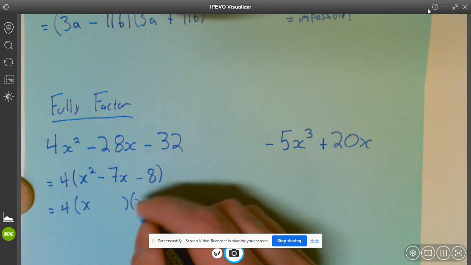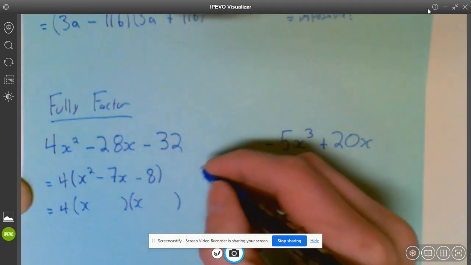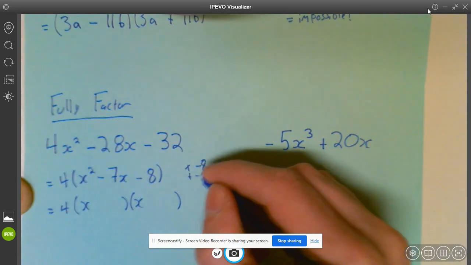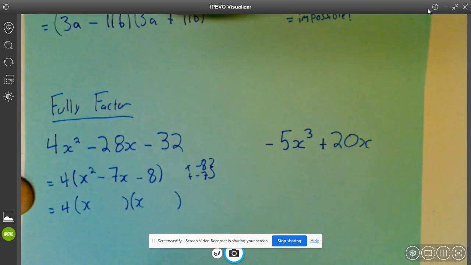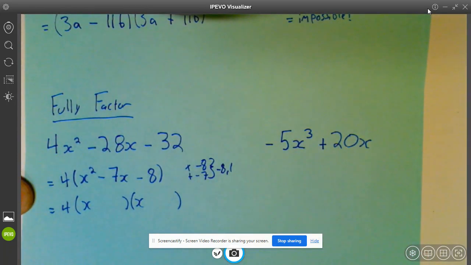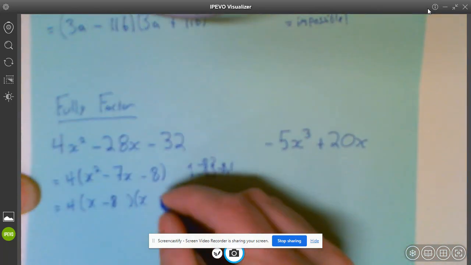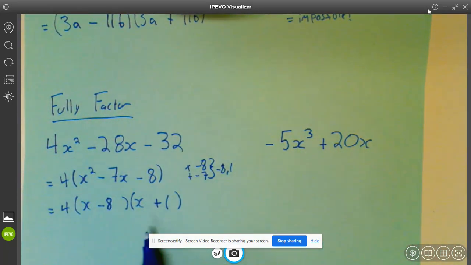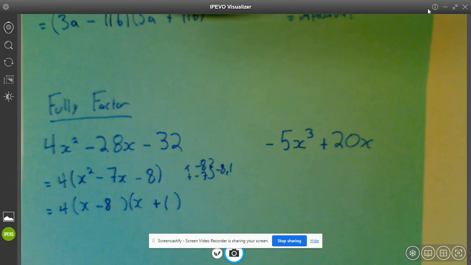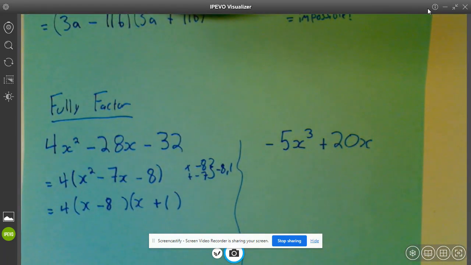I just have an x to lead off each bracket. What are 2 numbers that multiply to negative 8 and add to negative 7? Well, I think that's going to be negative 8 and positive 1. Right? Those multiply to a negative and also add to a negative. So I'm going to put those in my brackets, and the order doesn't matter. So that's fully factored. So I'm always going to look to take out that greatest common factor first, and then use one of my other factoring techniques.